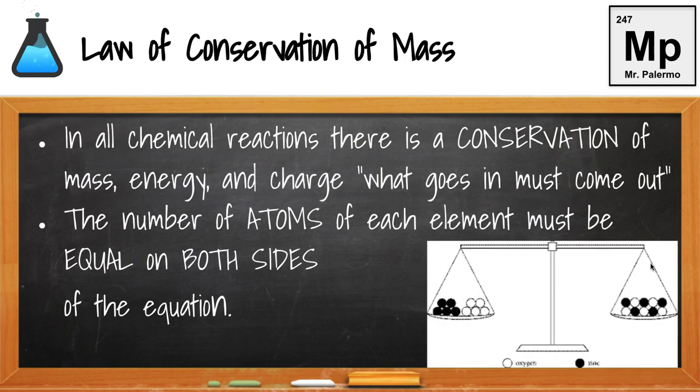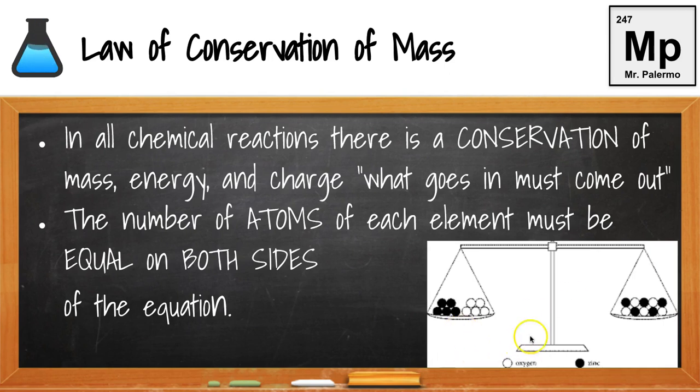The law of conservation of mass states that in all chemical reactions there is a conservation of not only just mass but also energy and charge, meaning whatever goes in must come out. So what we start with is what we end up with. So the number of atoms of each element must be equal on both sides of the equation.